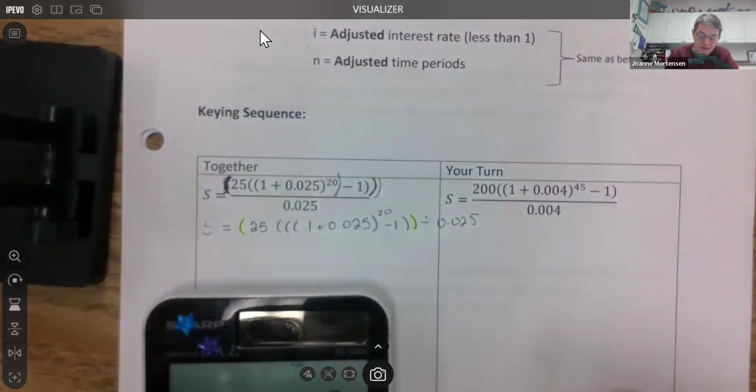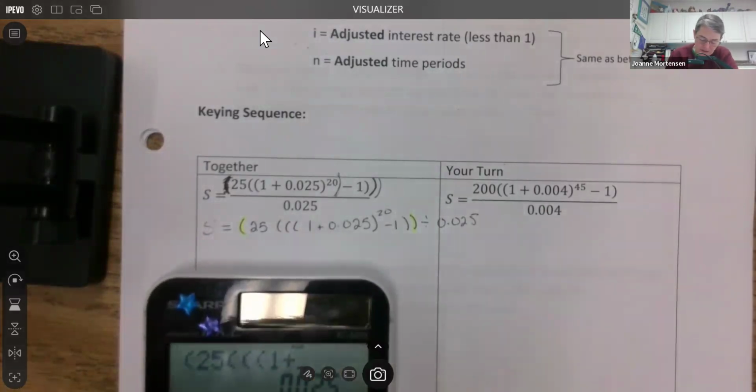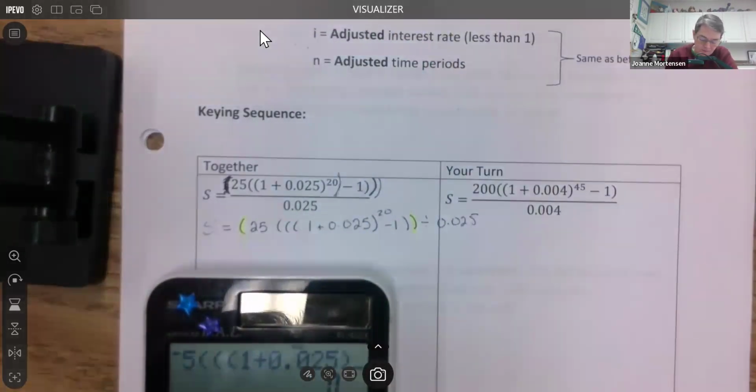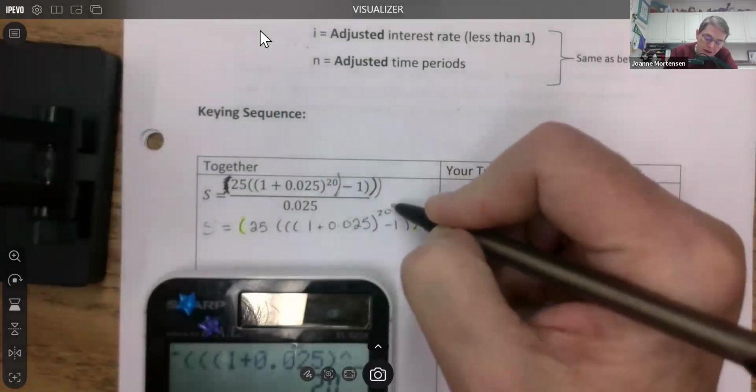So I'm going to type it in just the way it is. So bracket 25, 1, 2, 3. Now we're going to do our middle part: 1 plus 0.025. Close that bracket. So these two belong together. And then we're going to do the exponent key of 20. Oh, that's where it is. I think there's supposed to be a bracket in there.